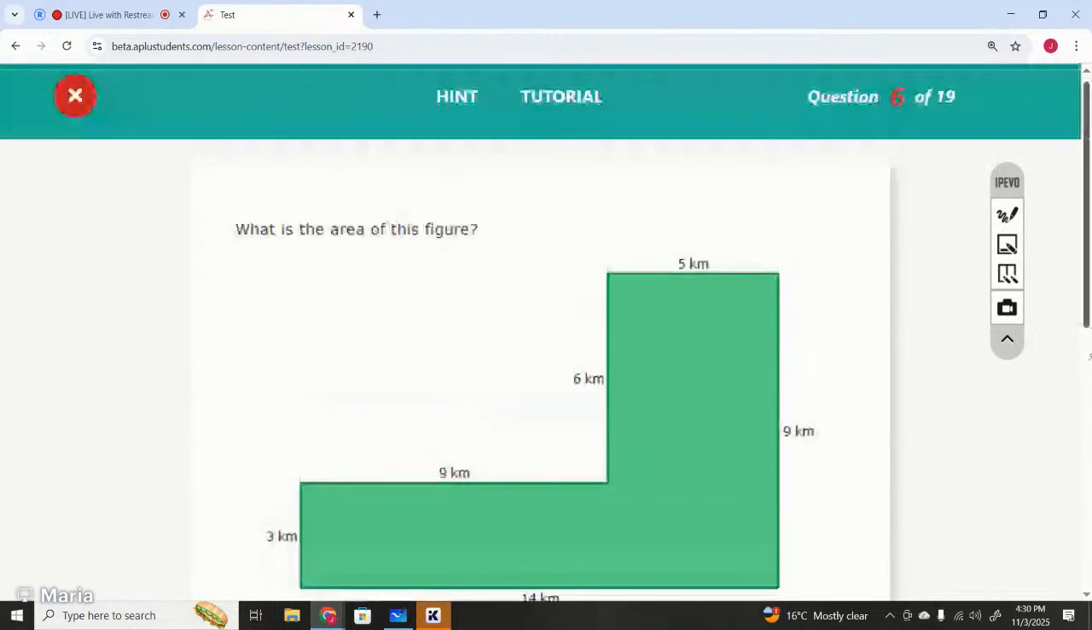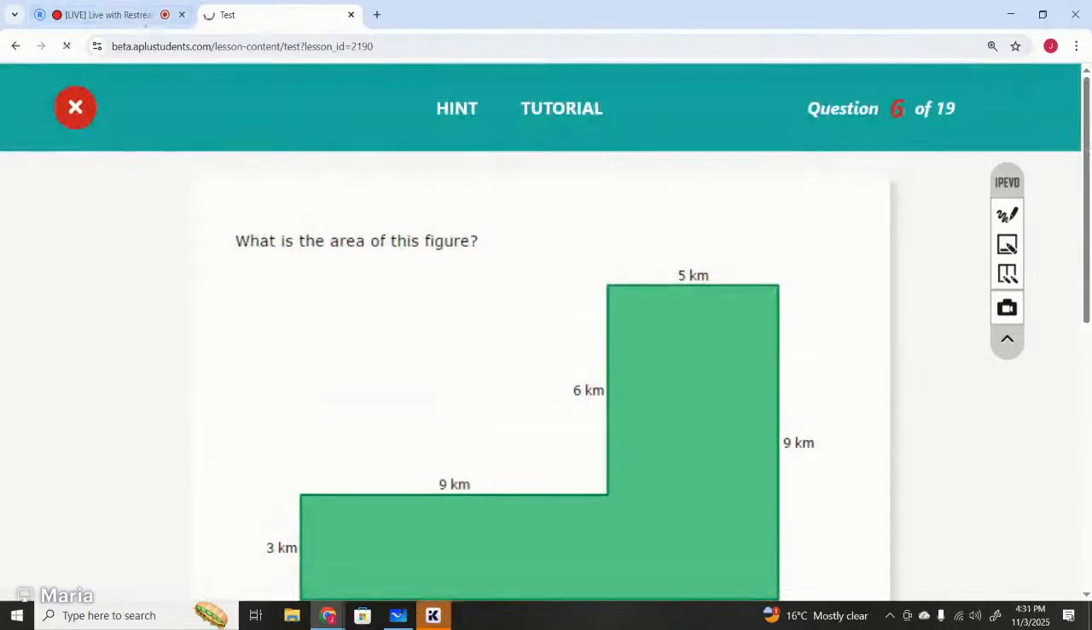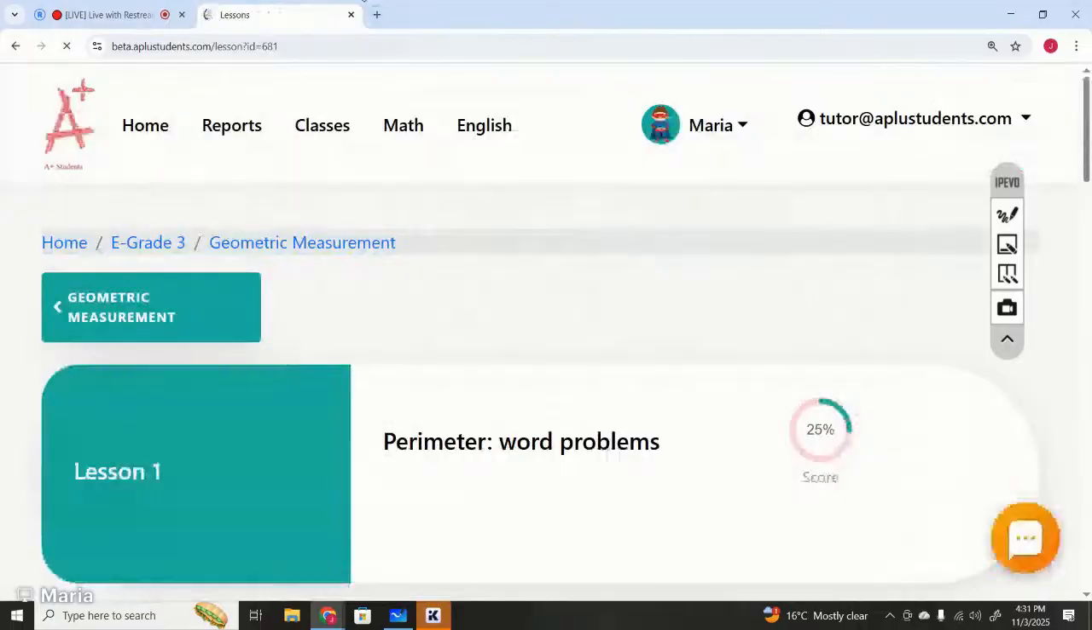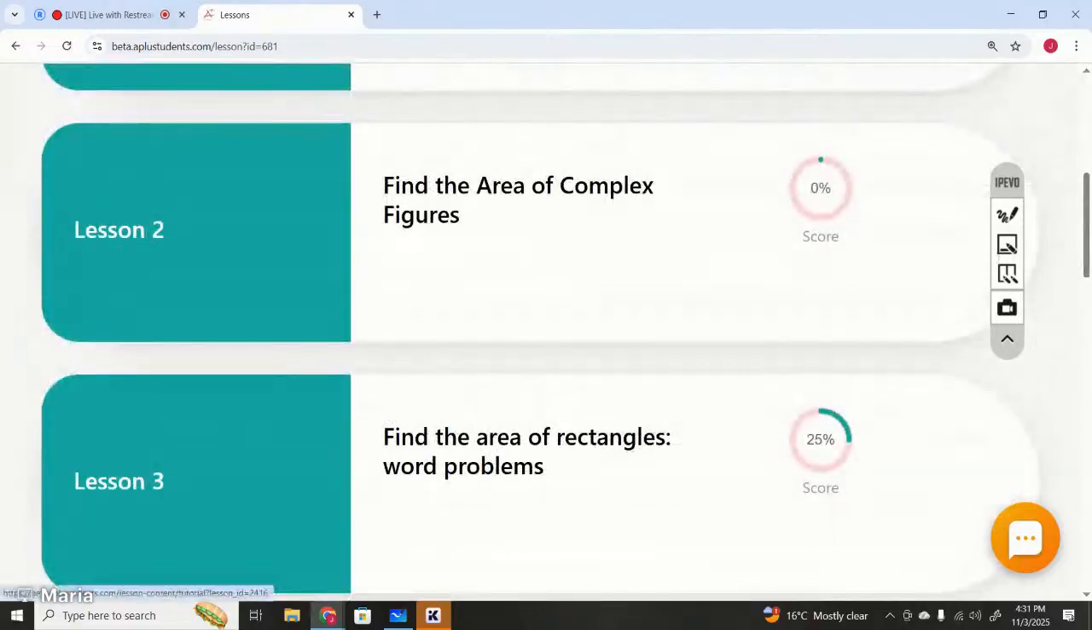Okay, you can complete the lesson by yourself later today. Let me just move on to the next lesson. The next lesson is angles, word problems.